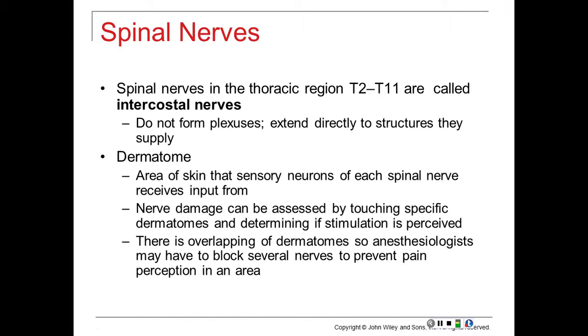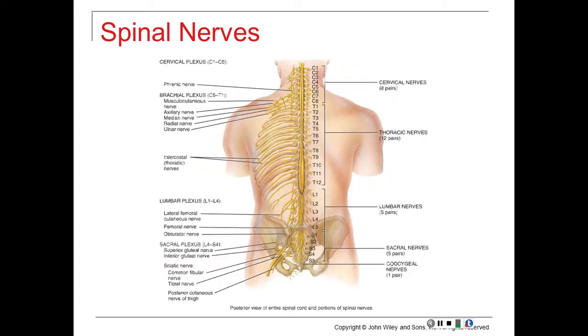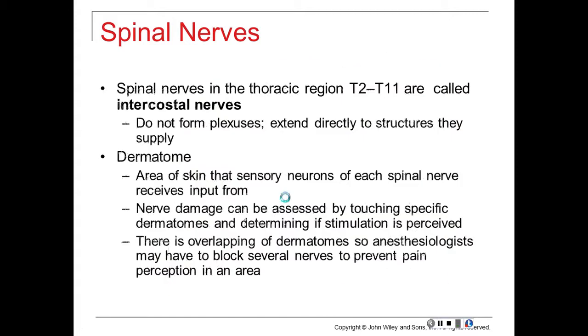So spinal nerves in the thoracic region, T2 to T11, are called the intercostal nerves because they're not forming a plexus. And if we look back here, you can see that they're the intercostal nerves, not forming a specific plexus.